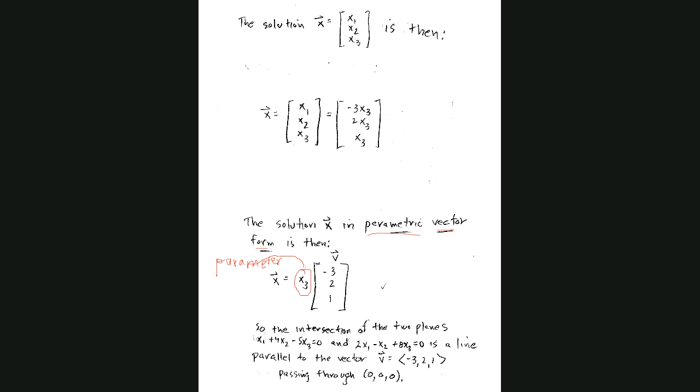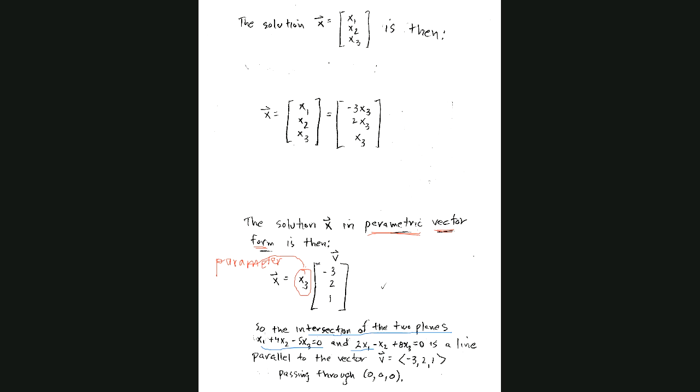Now you might be wondering why this matters. Well, remember originally we wanted to describe the solution set for the system. It's helpful to write the solution in this parametric vector form, because now we can say, and I wrote it out in a nice sentence, the intersection of the two planes.